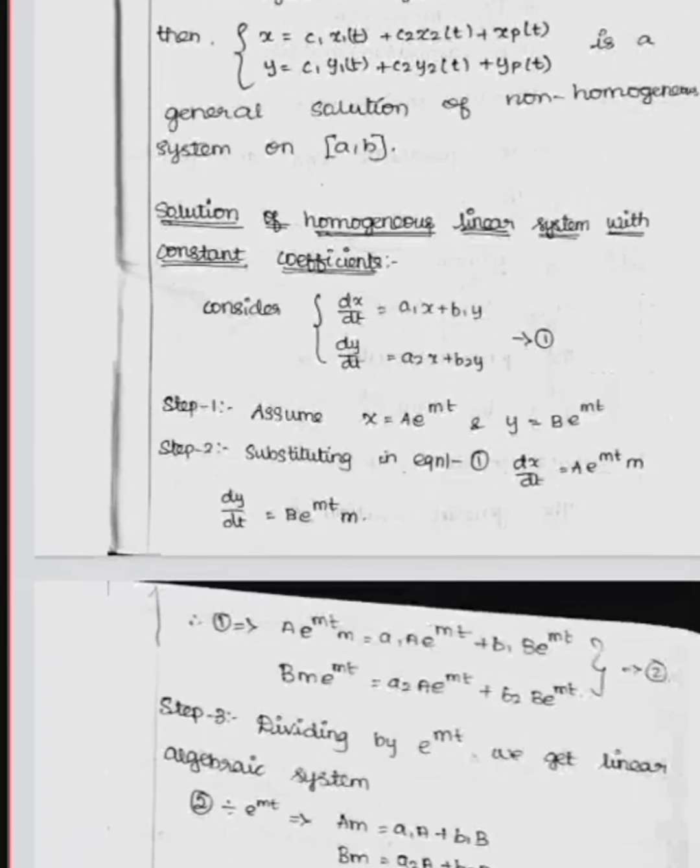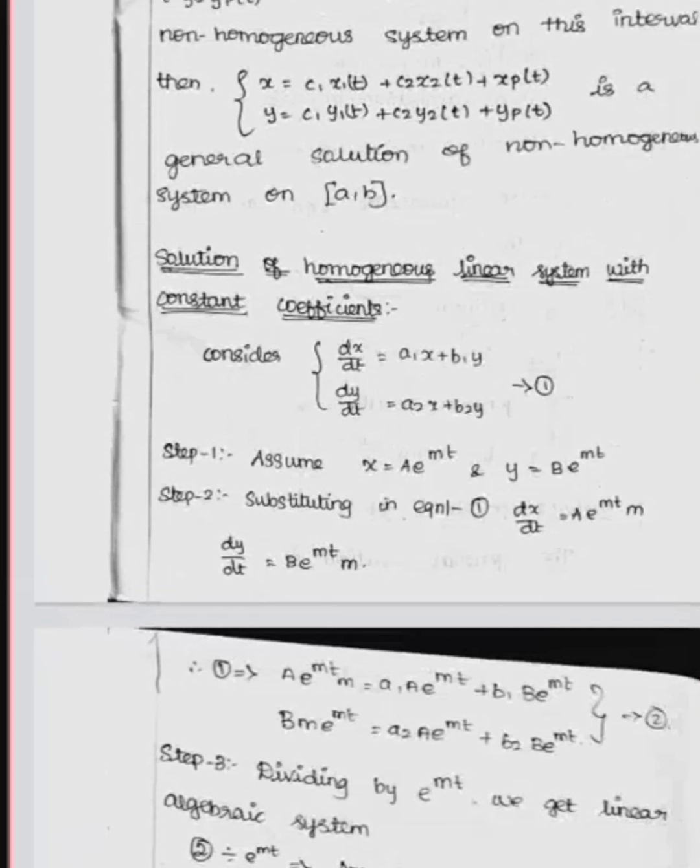So consider the solution of a homogeneous linear system with constant coefficients. There are some steps to follow for that problem. We will see the problem part in the next class. Two equations are given: x in terms of t and y in terms of t. So dx by dt equals a1 x plus b1 y, and dy by dt equals a2 x plus b2 y. Keep it as equation number 1.